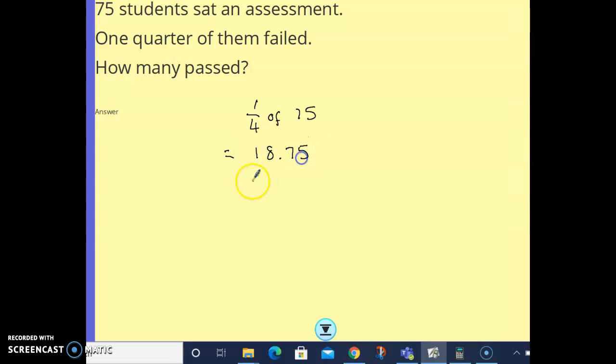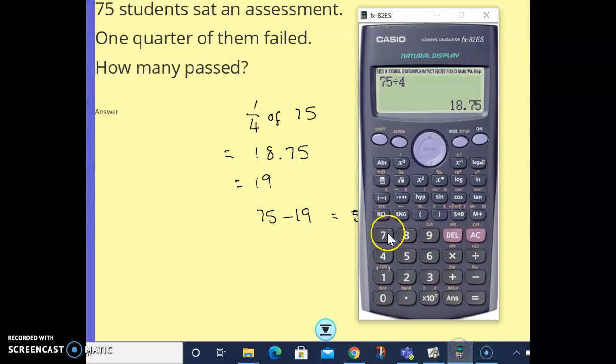Don't worry, this won't happen in your assessment. We're going to round that up to 19. So 19 of them failed. 75 take away the 19 means that 56 passed.